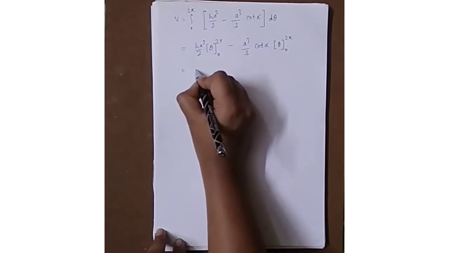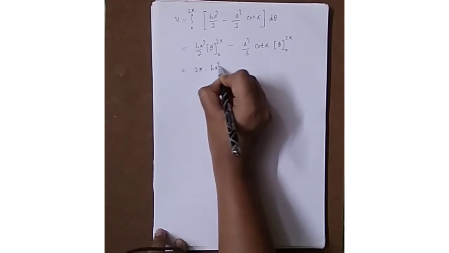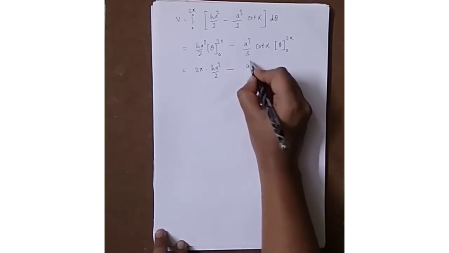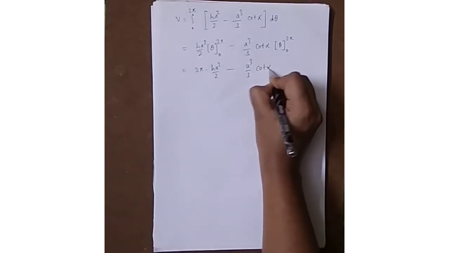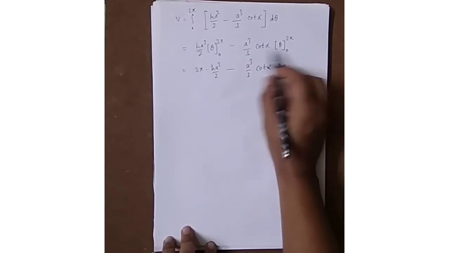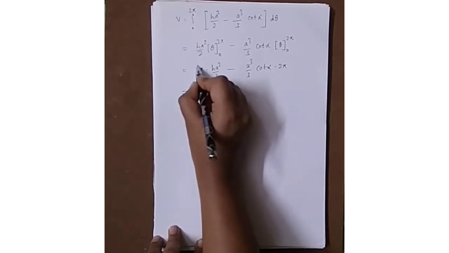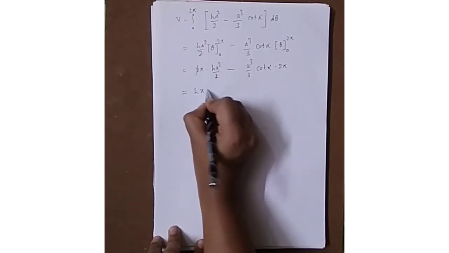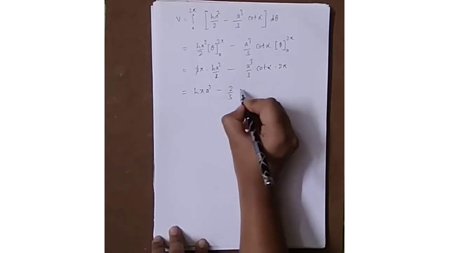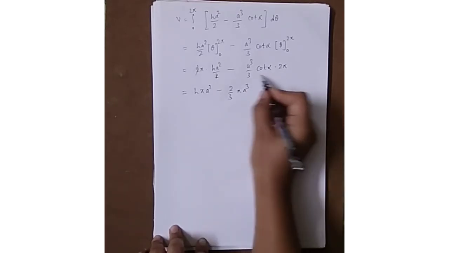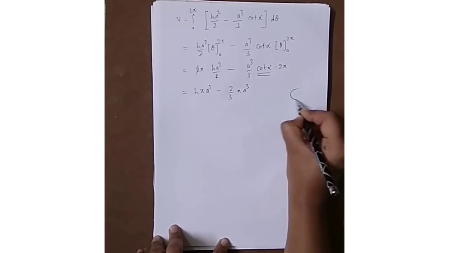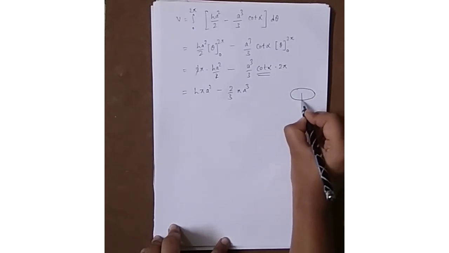Put the limit, so 2 pi into h a square by 2, when you are putting 0, the term becomes 0, minus a cube by 3 cot alpha and into 2 pi. Again, if you are putting 0, the term becomes 0. So it is equal to, after cancelling, h pi a square minus 2 by 3 pi a cube cot alpha. Earlier in the figure, we had a figure like this.